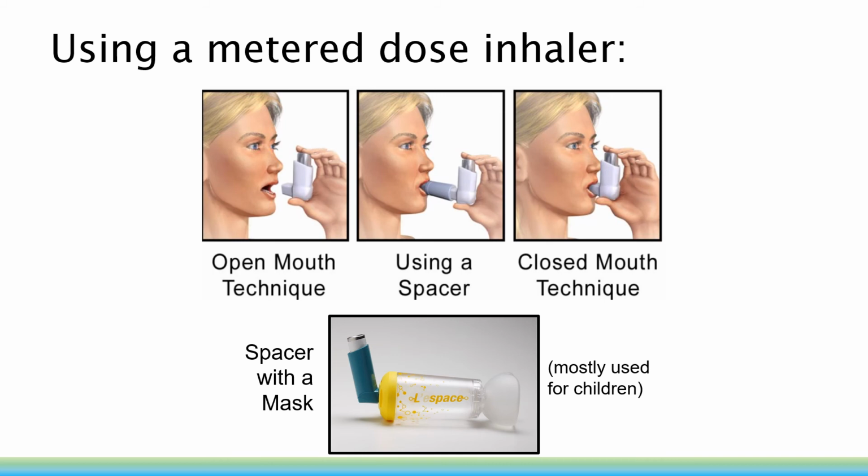To use a metered dose inhaler, the client will open the mouth and take the puff. This is one method. Another method is to use a spacer, which helps ensure proper doses are breathed in. The other one is a closed mouth technique. A spacer is intended to be used with a mask. It's most commonly used with children and not adults.